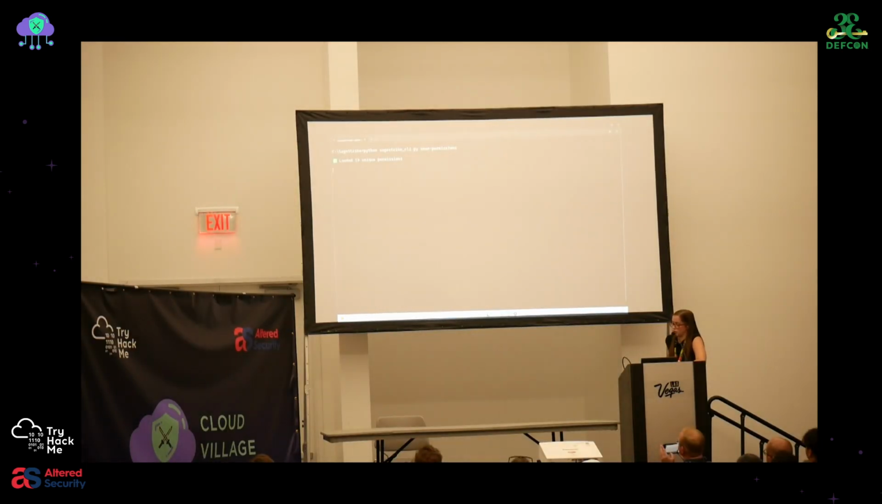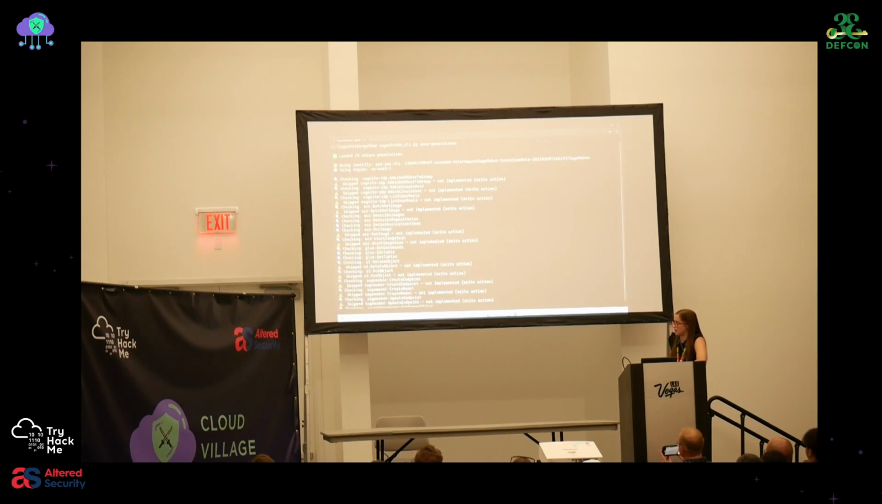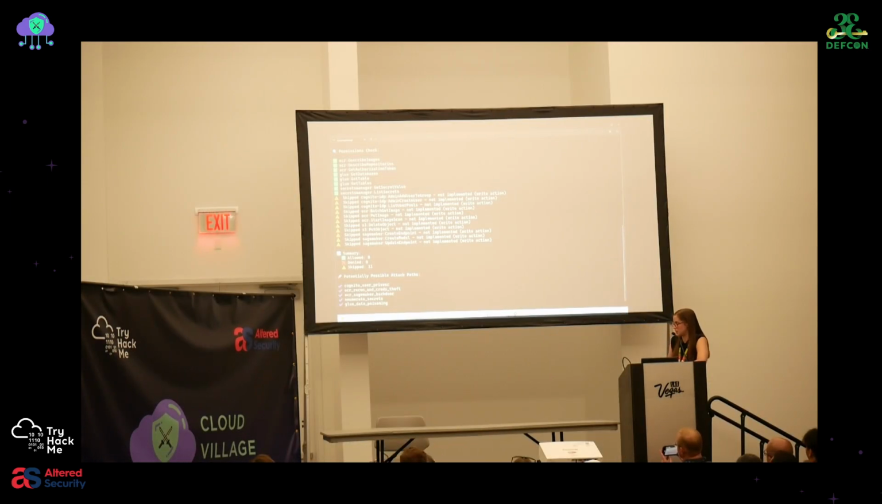Now we will start with enumerating permissions. Of course, we will not enumerate write permissions because we don't want to affect the environment. We will just enumerate read and get permissions. And as you can see here, we got the permissions that we have and we got the potential possible attack paths. Now we will start with listing secrets.